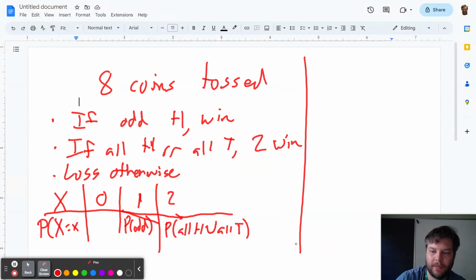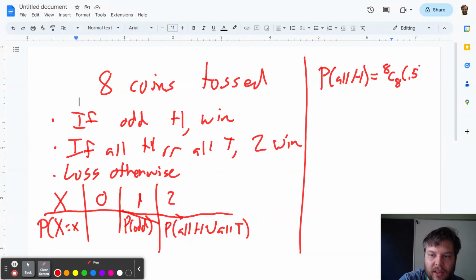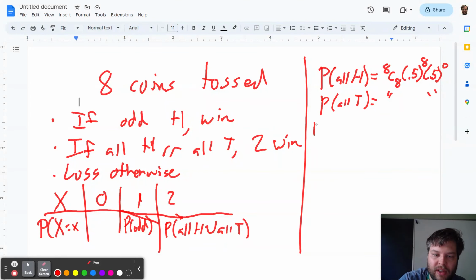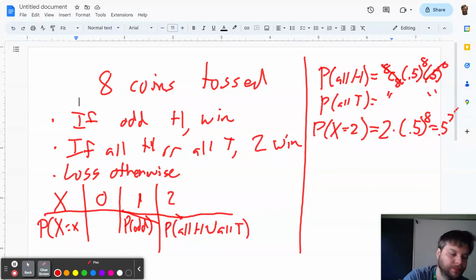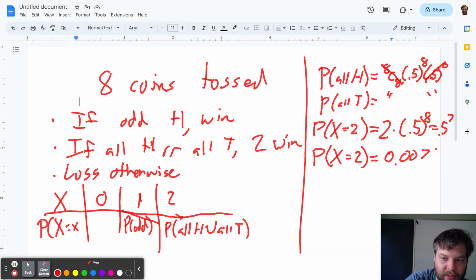So the probability that they're all going to be heads is a binomial distribution. The probability of all heads is going to be, we're choosing all eight of them to land there like this. And the probability that they're all tails is going to equal the same thing. So the probability that x equals 2, that you're going to have two wins, is 2 times, well, 8 choose 8 is just 1. 0.5 to the 8 is the only really relevant part. 0.5 to the 0 is 1. So this is really just 0.5 to the 7. So you're going to get two wins with a probability of 0.0078125.